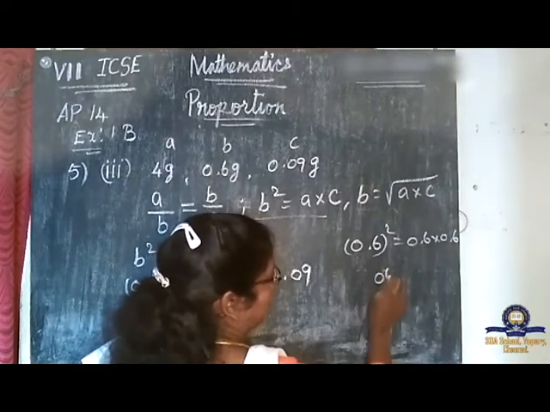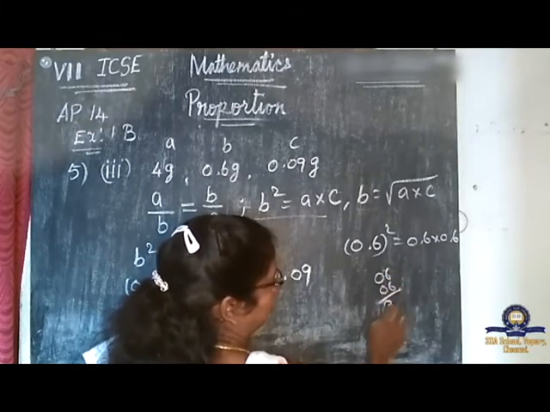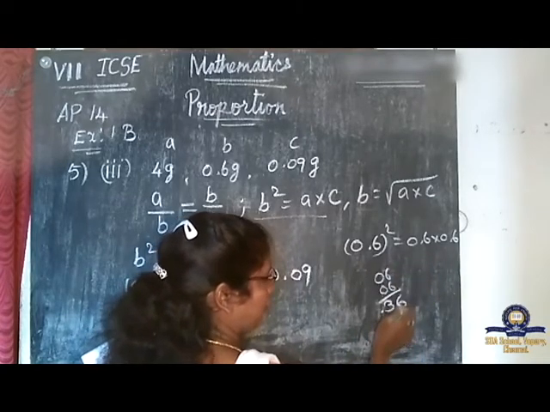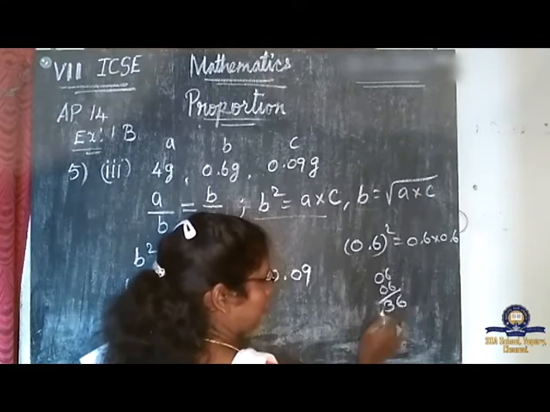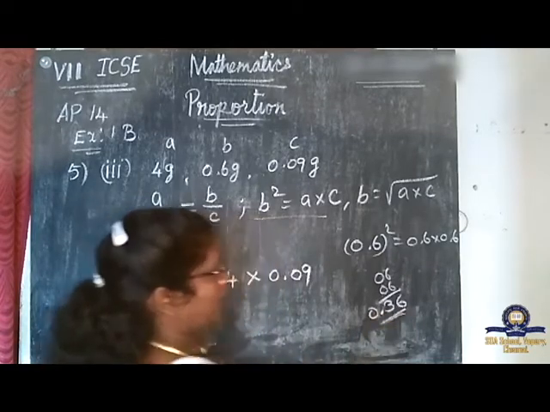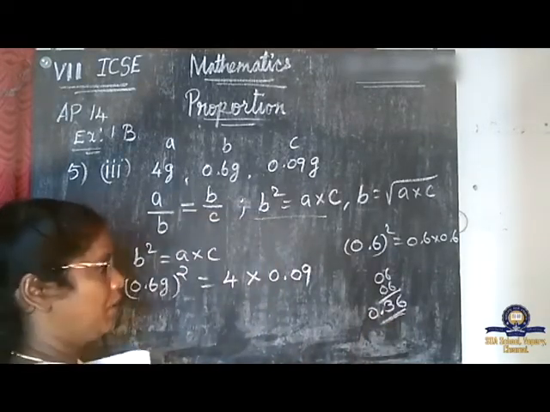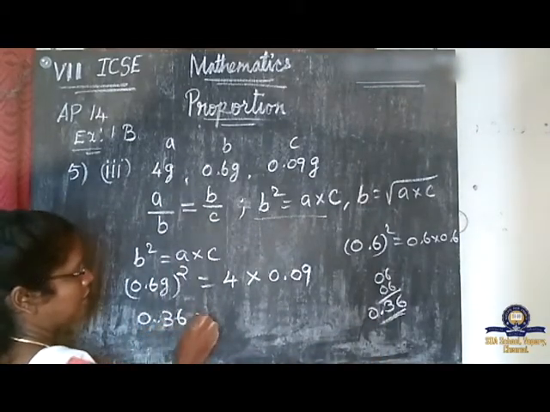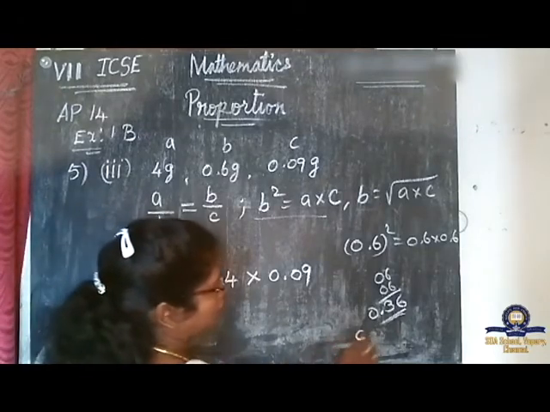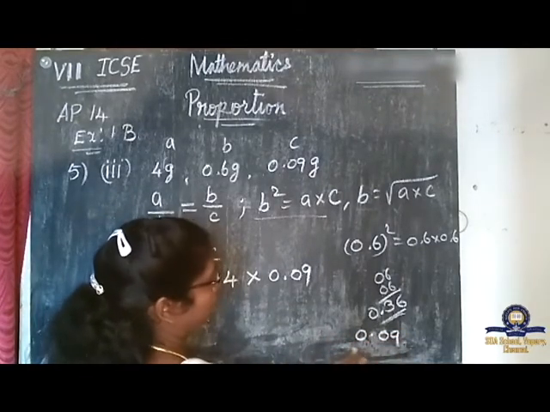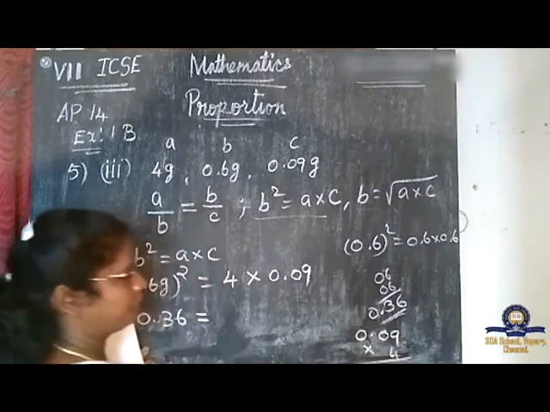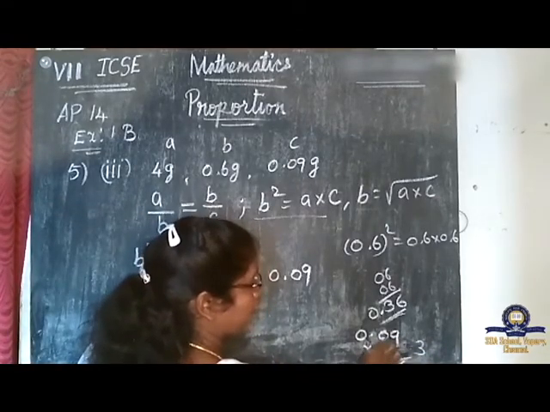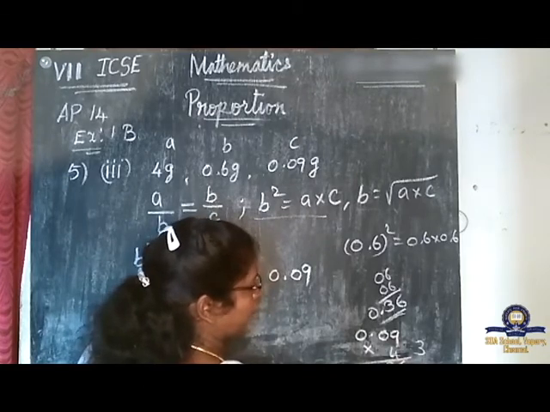We'll multiply. 6 6s are 36. How many digits? We have 2 decimals here. So after the decimal, I am keeping the point here. Before 2 digits, we are keeping the decimal. So 0.36 is our answer. This is equal to 0.09 multiplied by 4. 9 4s are 36, remainder 3, 4 1s are 4, 4 zeros are 0, 0 plus 3, 3, 4 zeros are 0.